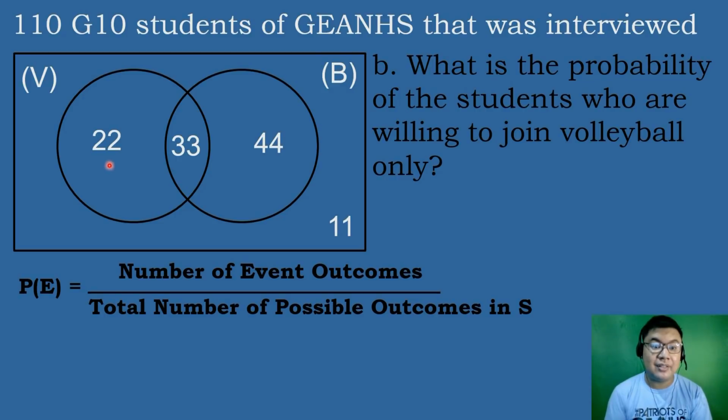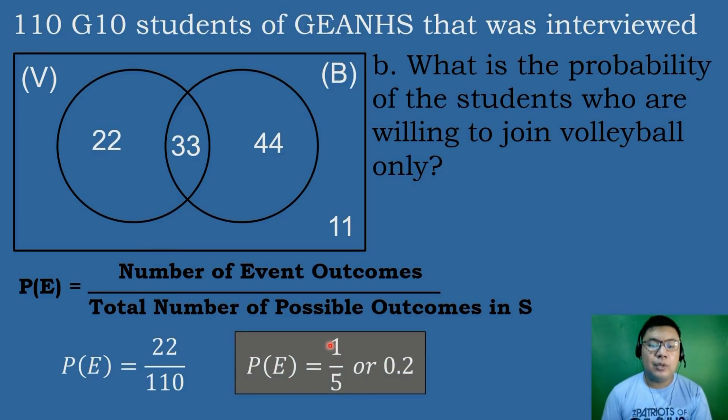We will only get the number 22 for the number of event outcomes because we are looking for the students who will join the sports, which is volleyball only. So we will not include 33 because 33 indicates that these students will be joining both basketball and volleyball. So the number of event outcomes here will be equal to 22 over 110. And the lowest term of 22 over 110 is equal to 1 over 5 or 0.2.